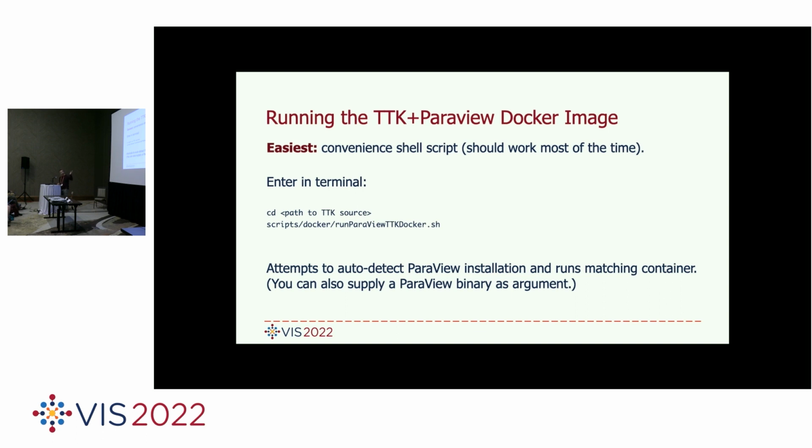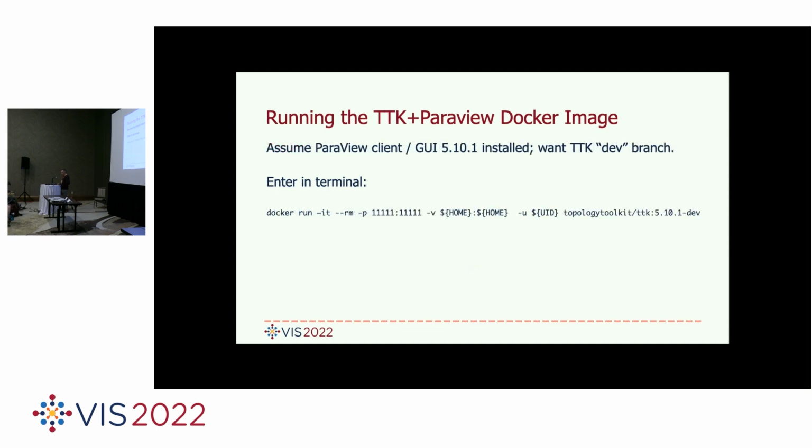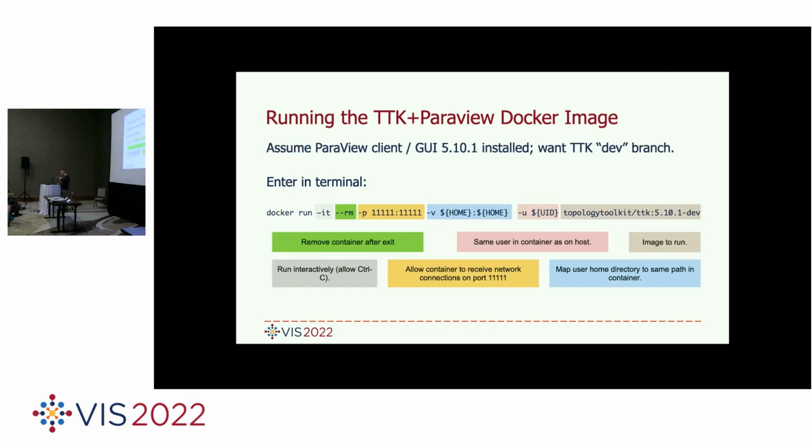Well, there's a convenience script that's included with the TTK sources that you can just run. It will try to auto-detect what ParaView you have installed, and then download and run a matching container. Or you go a little bit deeper and enter a Docker command that looks very complicated, but I've tried to parse apart for you here what these different options all do.